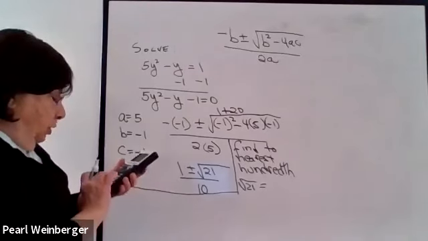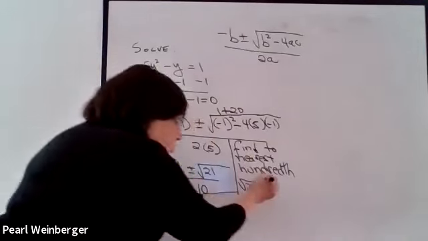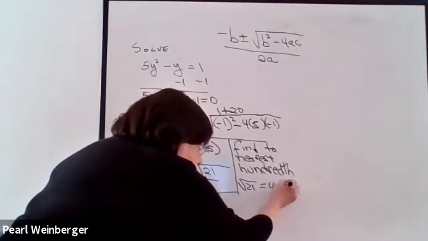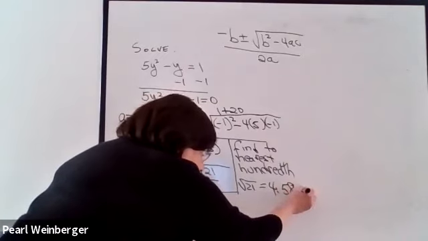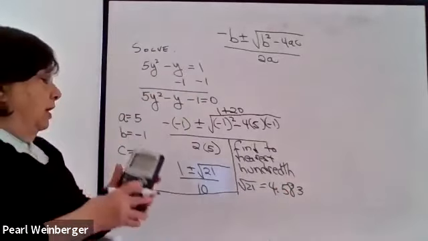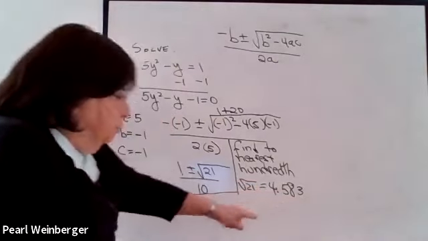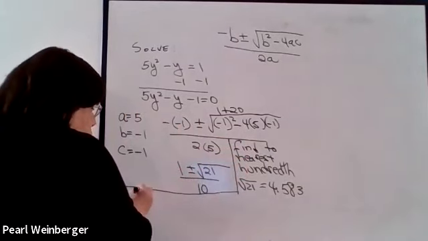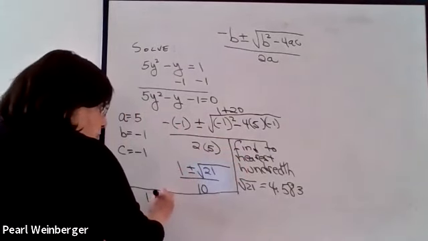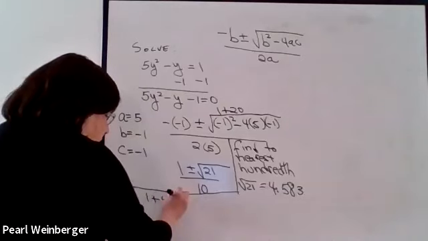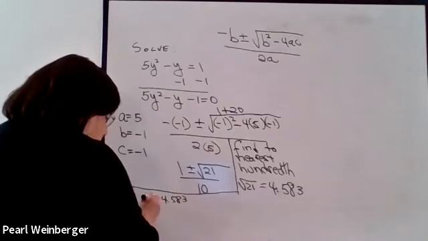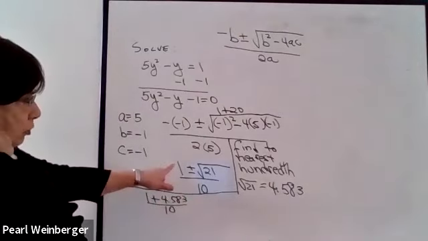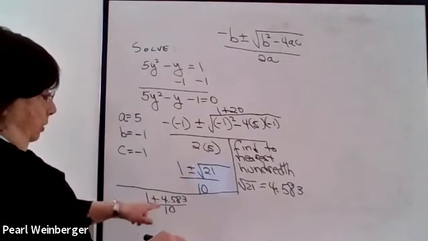I'm doing the square root of 21, and what I'm getting is 4.583, because the next number is 25. So I'm going to 3 decimal places here, and then I will do 1 plus 4.583 over 10. That'll be the 1 plus the square root of 21 over 10.